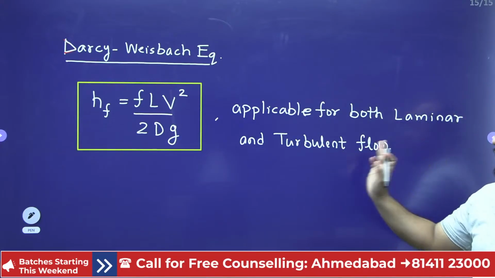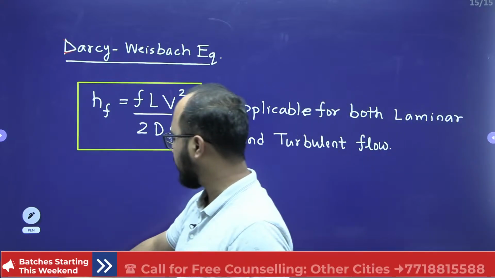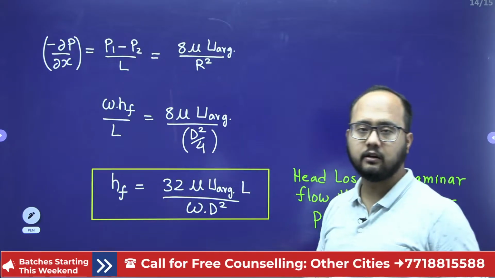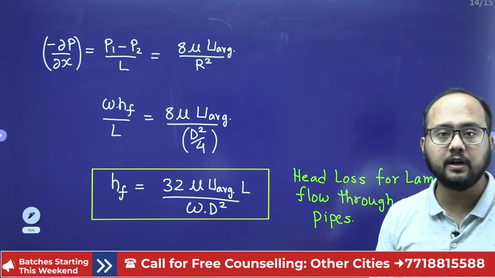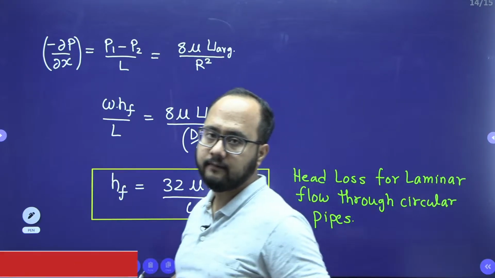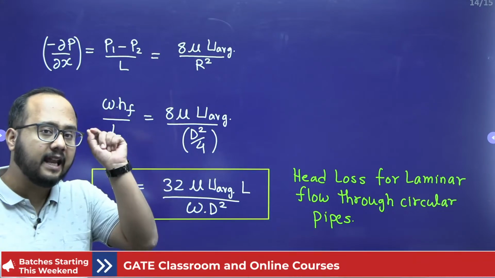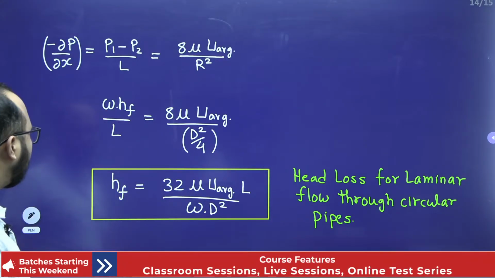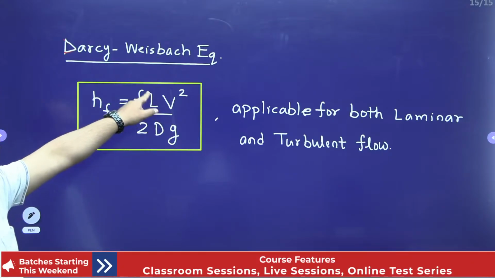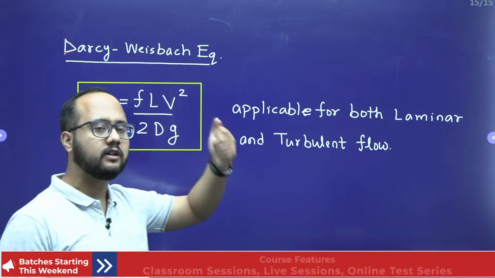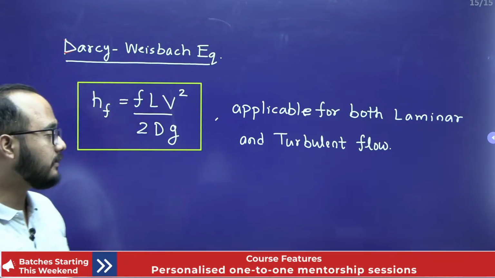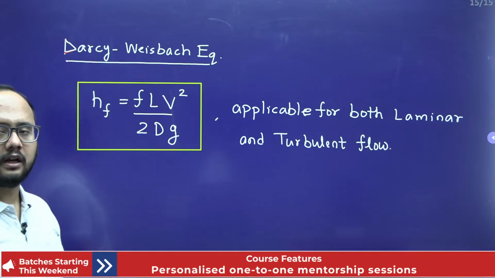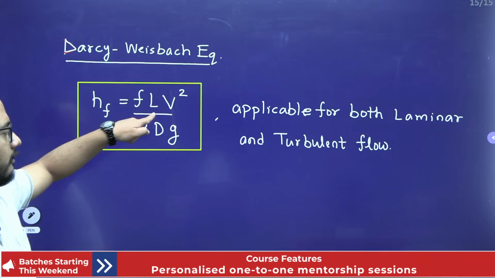So using this relation and that relation, you can calculate based on the parameters or the information given in the question. Remember, in every formula we are taking average velocity. Also in this Darcy-Weisbach equation, the velocity is the average velocity. Please remember this point. It is not maximum or minimum; it is always the average velocity.